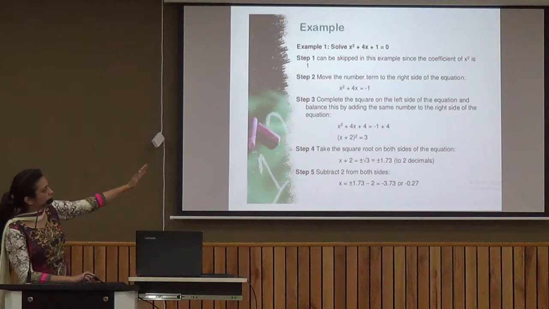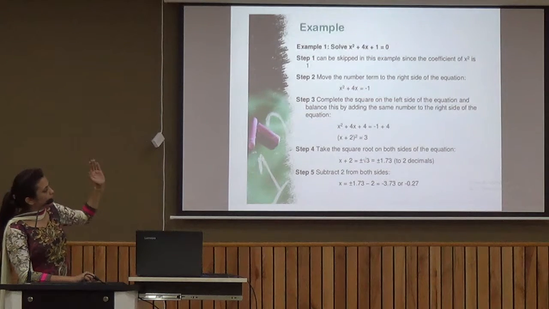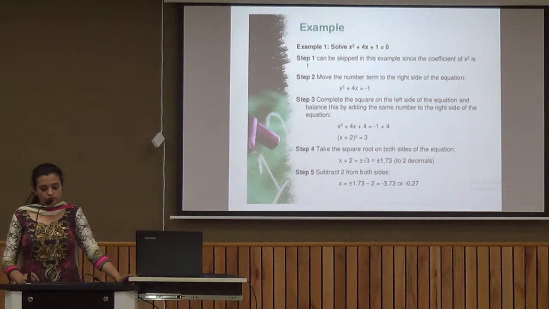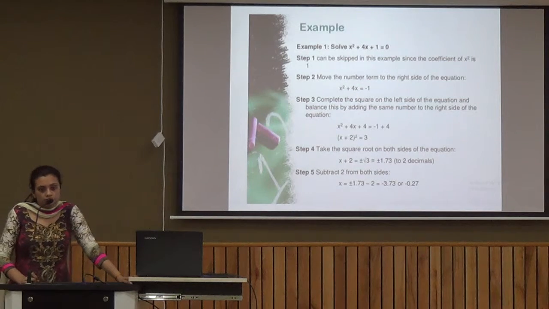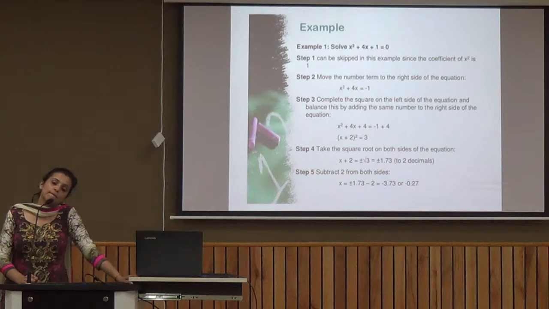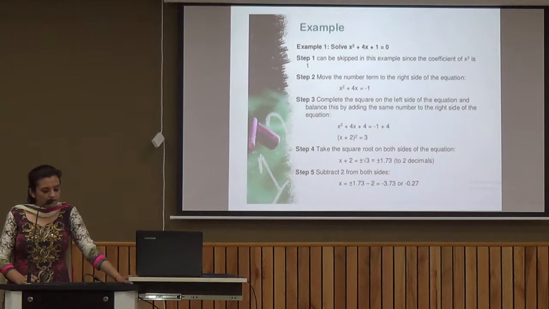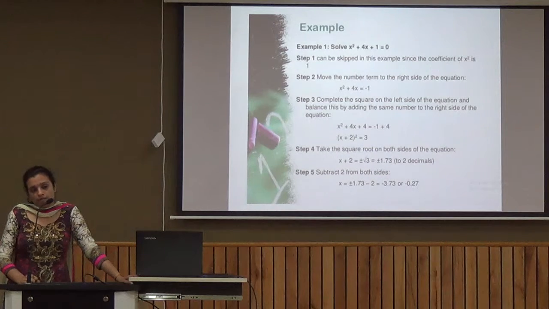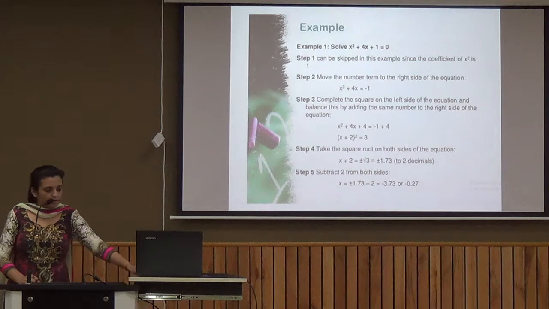Take the square root on both sides and you get x plus 2 is plus minus root 3. And you can always solve. Now here I have done it for you, that is, I have solved root 3 equal to plus minus 1.73 up to 2 decimals. You can actually leave it like that. You can have the answer as x is plus root 3 minus 2 or minus root 3 minus 2. You can always leave it. Preferably you should use the value of root 3 only when it is specified.